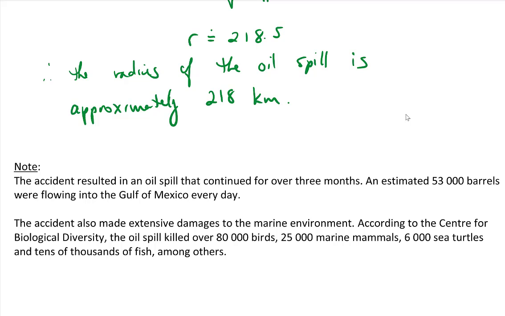So this accident resulted in an oil spill that continued for over 3 months. An estimated 53,000 barrels were flowing into the Gulf of Mexico every day. The accident caused damage to the marine environment, and according to the Center for Biological Diversity, the oil spill killed over 80,000 birds, 25,000 marine mammals, 6,000 sea turtles, and tens of thousands of fish.